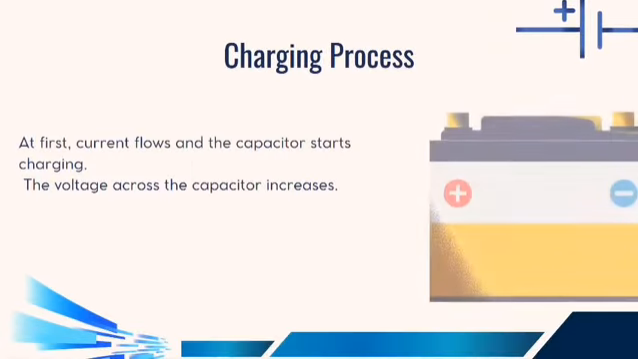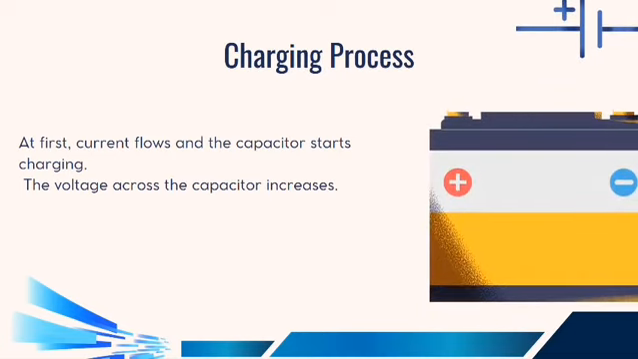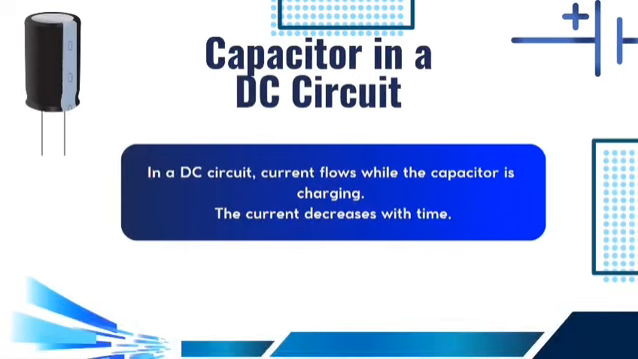At first, current flows through the circuit and the capacitor starts charging. During this process, the voltage across the capacitor increases gradually as more charge is stored. In a DC circuit, current flows while the capacitor is charging. As the capacitor stores more energy, the current decreases until the charging process is complete.